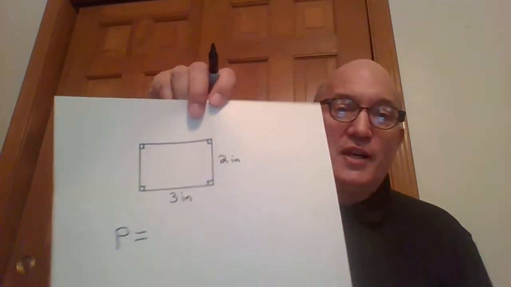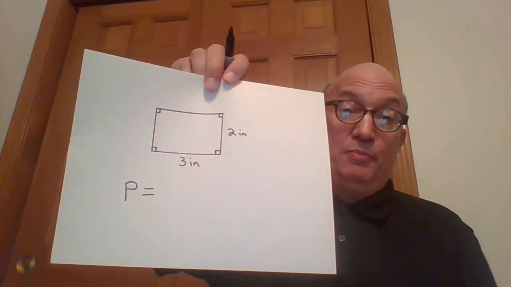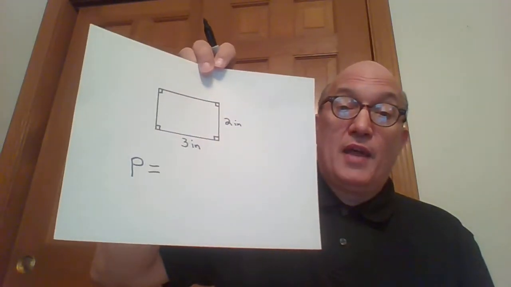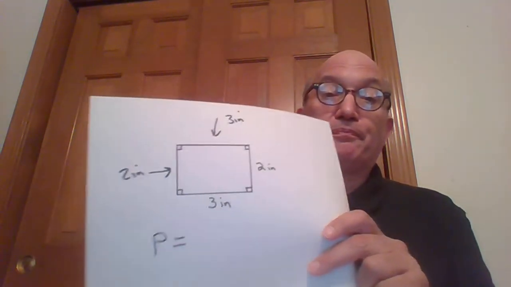Let's take a rectangle with sides of 3 inches and 2 inches. And I think you all know its perimeter. You can figure it out very quickly, right? The perimeter of that rectangle is 10 inches. You have to realize that this side here is also 3 inches, and this side here is also 2 inches. So you add 3 inches plus 3 inches plus 2 inches plus 2 inches.